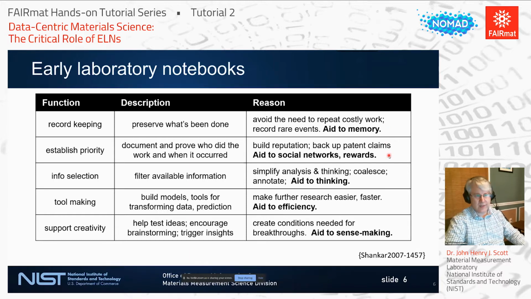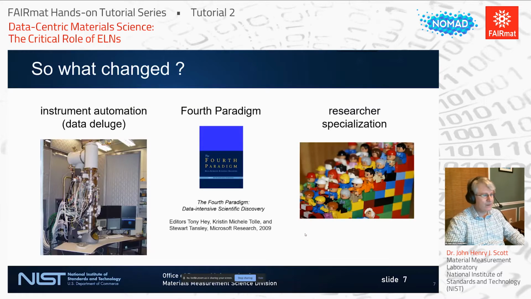an aid to the social networks and reward structure that you get by people citing your work and recognizing what you've done for science, an aid to your thinking, helping coalesce your ideas and annotate previous results, an aid to efficiency, making your research easier and faster, and then also what we call sense making, or making sure you understand what's in front of you and triggering some breakthroughs or new insights you might see within your data.